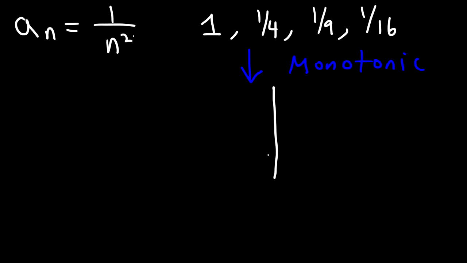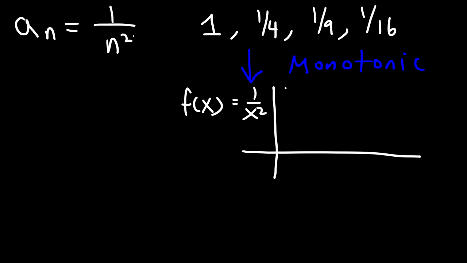One way we can illustrate that it's a decreasing function is if we graph the corresponding function 1 divided by x squared. And so this graph is going to look like this on the right side, where x is greater than 0. And that appears to be a function that is always decreasing.